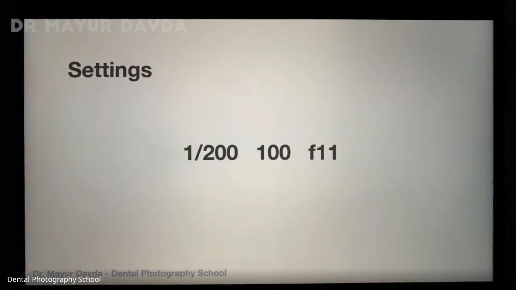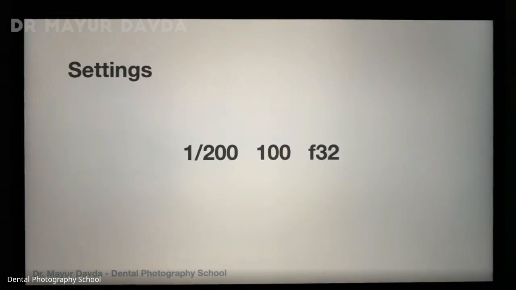That is shutter of 1 by 200, ISO 100, f11. And for intraoral, I use shutter 1 by 200, ISO 100. That remains the same, and f of 32. So basically what you see is I just play with my f number, f11, f32. f11 is extraoral, f32 is intraoral photography. That is because I use my ring flash.